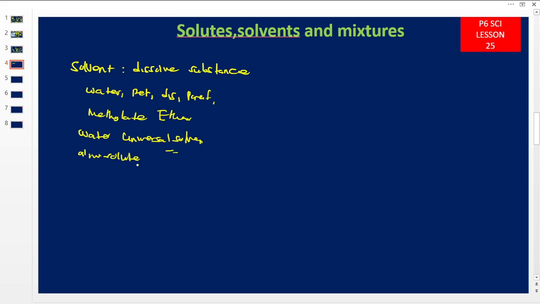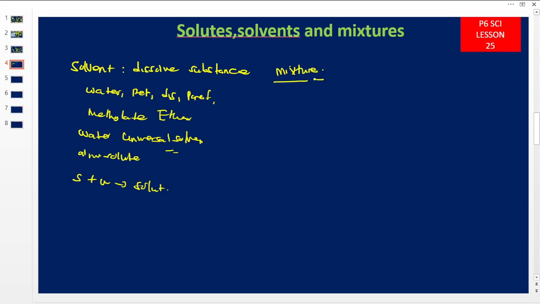Then when we get water plus sugar, we form what we call a solution. This solution is called sugar solution. It is called a uniform mixture. So a solution is a uniform mixture of a solvent and a solute. Therefore, we come in with a new word, and this new word is the mixture.